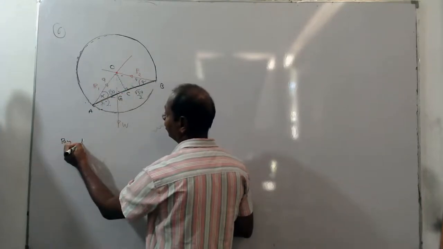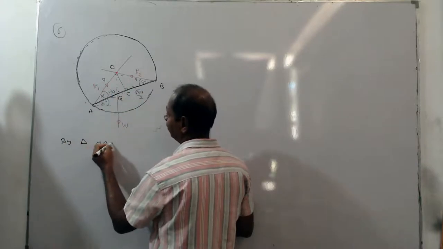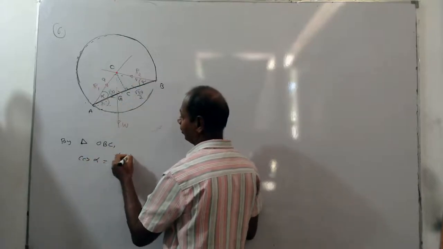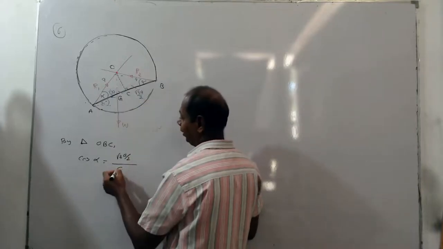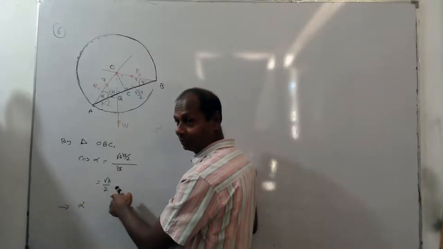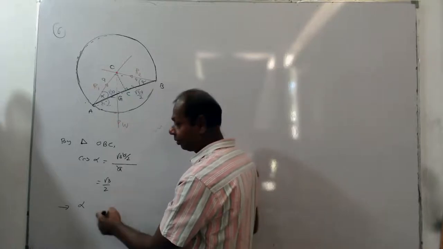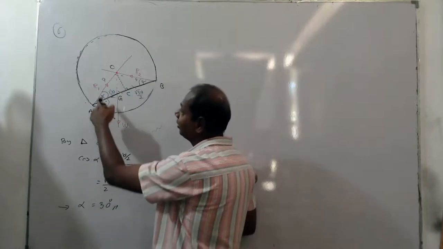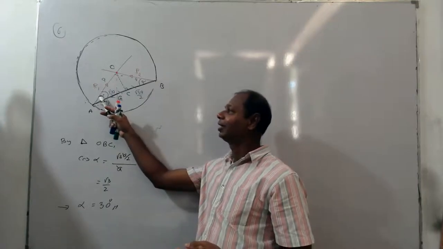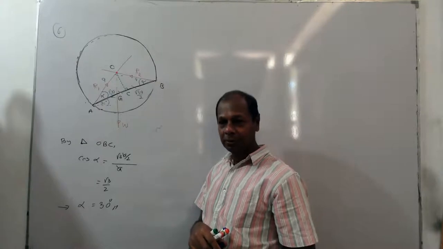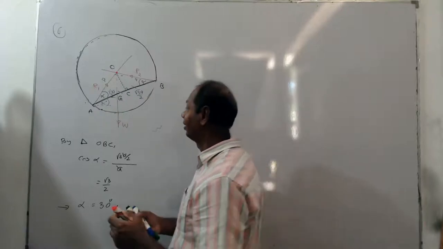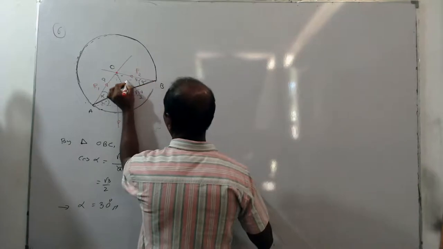So for alpha, by triangle OBC, cos alpha is equal to this over there, so it's root 3 over 2. So what is alpha? Cos alpha is root 3 over 2. Alpha is 30 degrees. Alpha is also 30 degrees. Right? Finding that alpha is equal to 30 degrees is like a lottery to you. Right? This angle is 30. So this is also 30, right?